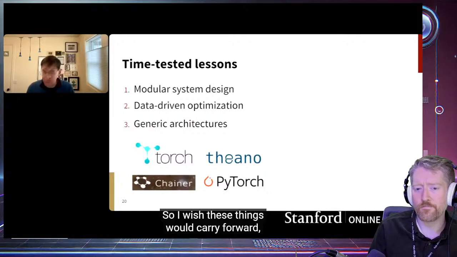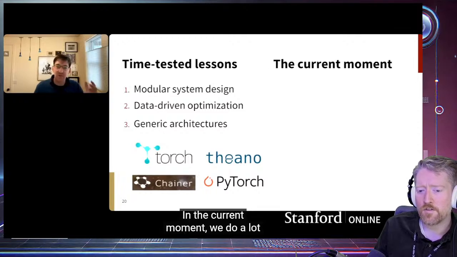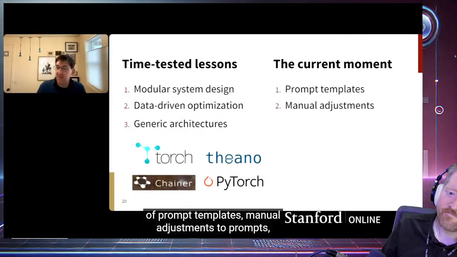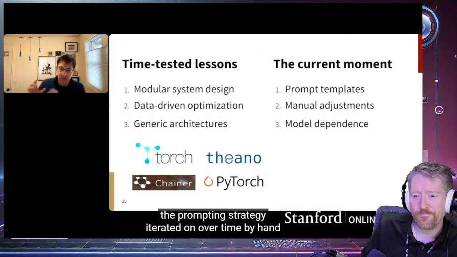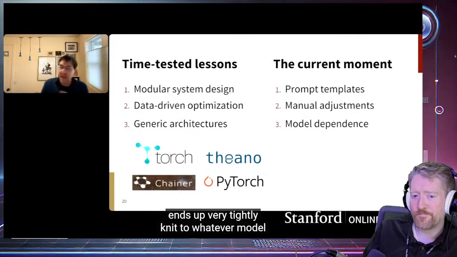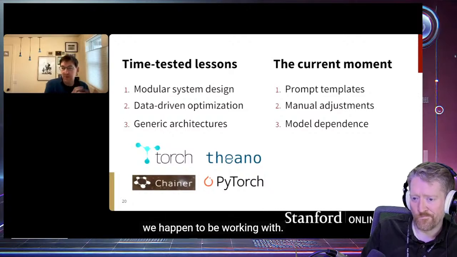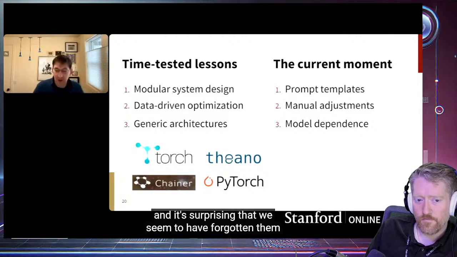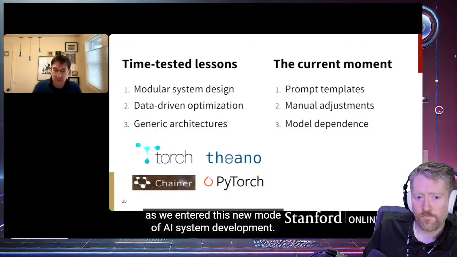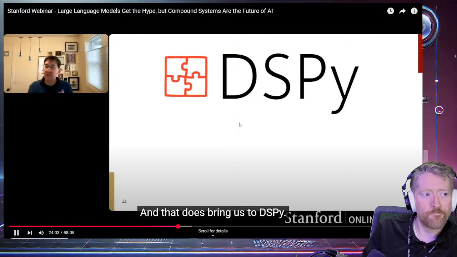So I wish these things would carry forward, but the current moment is actually kind of funny. In the current moment, we do a lot of prompt templates, manual adjustments to prompts, and we get complete model dependence, as you just saw in those preceding stories, where the prompting strategy, iterated on over time by hand, ends up very tightly knit to whatever model we happen to be working with. And this is kind of tragic for me because these time-tested lessons have taken us so far, and it's surprising that we seem to have forgotten them as we entered this new mode of AI system development. And that does bring us to DSPy.